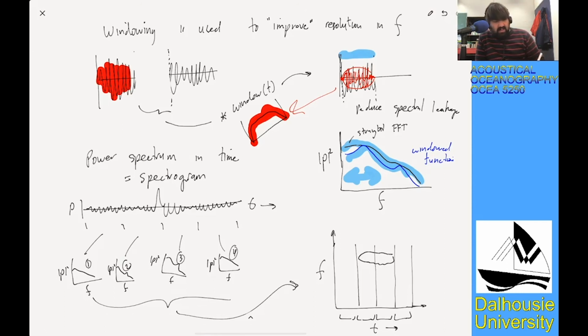Now, one more thing I wanted to talk about was just the idea of taking your power spectrum, computing it in time, and computing a spectrogram. So something we all have a pretty good idea of how to look at, and we know it's one of the most useful ways to visualize time series data. I just want to say a few words about that.